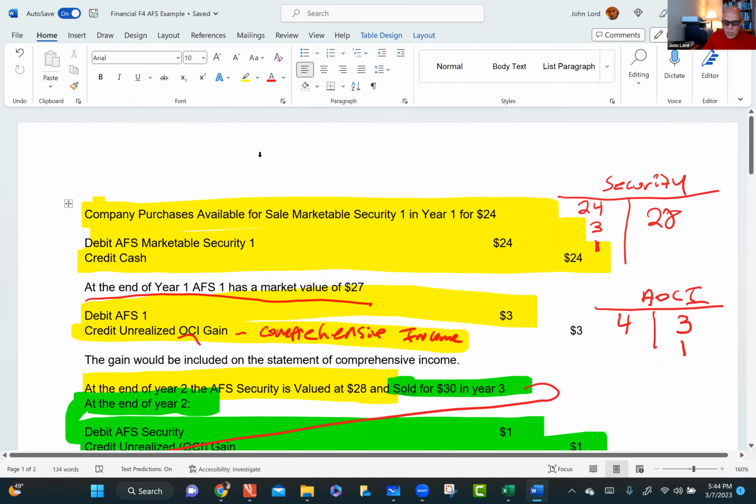So if you're seeing a problem where they run you through all kinds of, well, first it was this, then it was that, and ultimately they sell the security and they ask you what gain should be reported on the income statement, it will always be, what did they originally pay? What did they sell it for? That difference is, in this example, gain. It could be a loss. And that's what that thing I had you flashcard on that page was talking about.